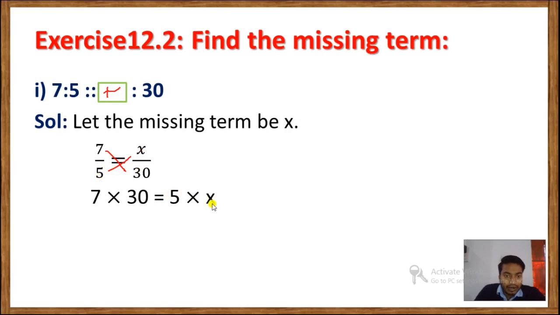Now the coefficient of x here is 5, so we have to divide 7 into 30 by 5. So x equals 7 into 30 divided by 5. Now I reduce the term. 5 1 is 5, 5 6 is 30. So finally we got x is equal to 7 into 6, 42. This is the answer of this missing term. Understood?